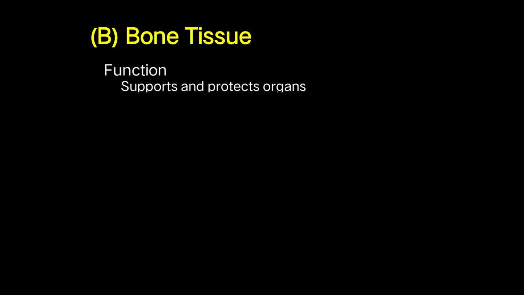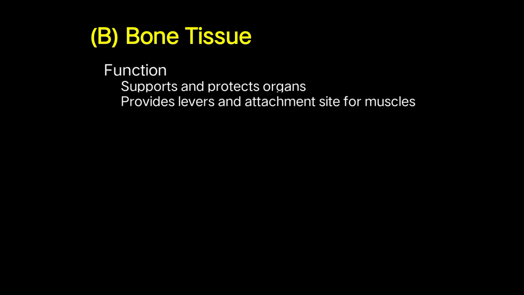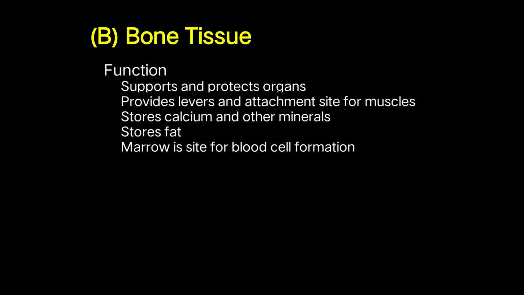So, what is the function of the bone? It supports and protects the organs, as we know that the ribs support and protect the heart and lungs. Then it provides levers and attachment sites for the muscles in the limbs. It stores calcium and other minerals. It stores fat also, and bone marrow is the site for blood cell formation.